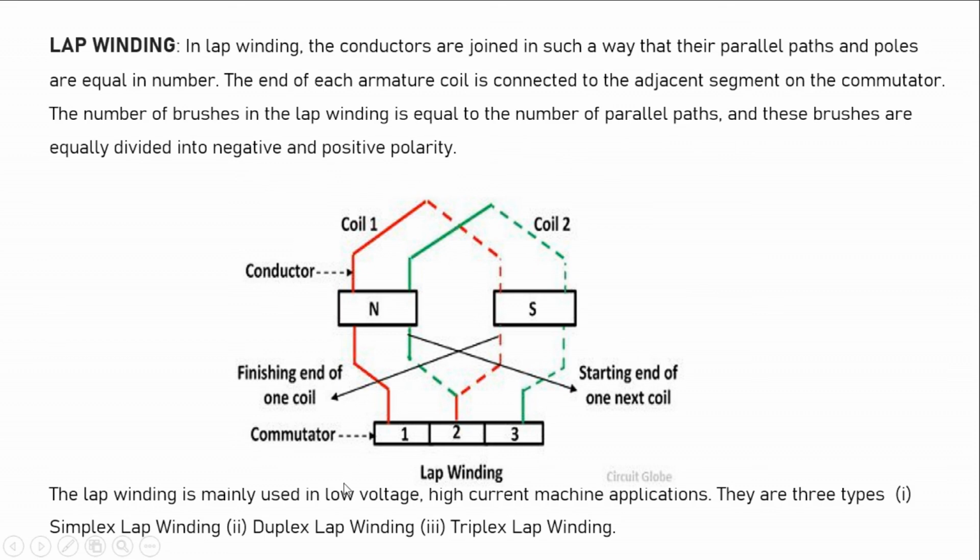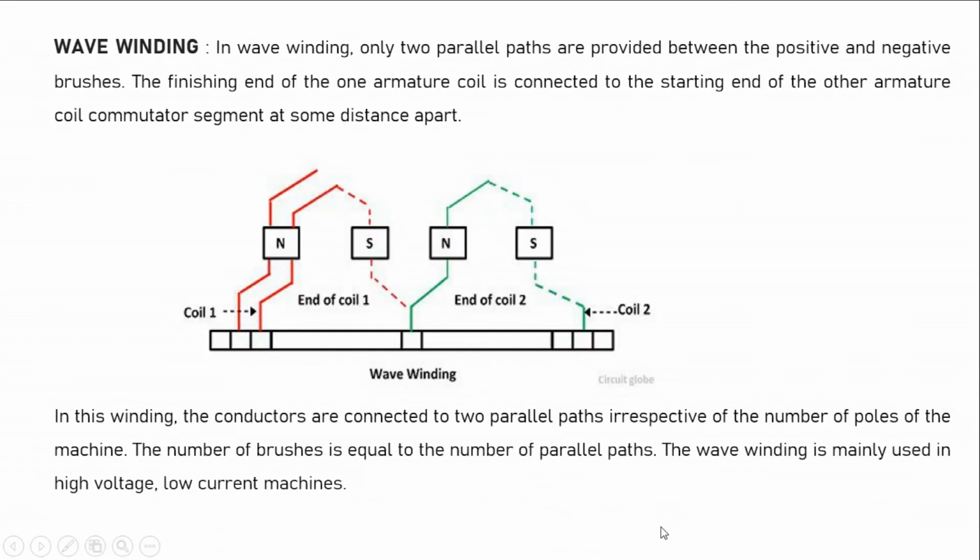The number of brushes in lap winding is equal to the number of parallel paths, and these brushes are equally divided into negative and positive polarity. Lap winding is mainly used for low voltage, high current machines, and has three types: simplex, duplex, and triplex lap windings. Next comes the wave winding.